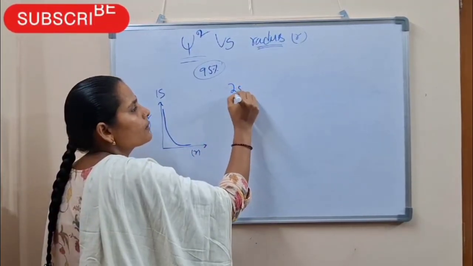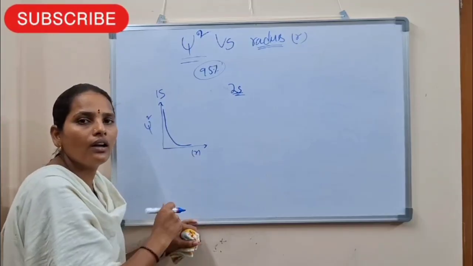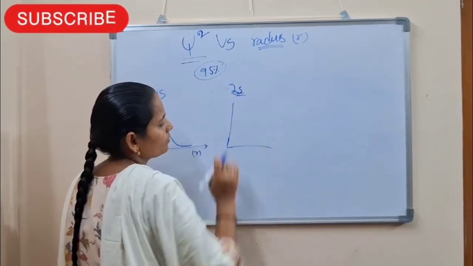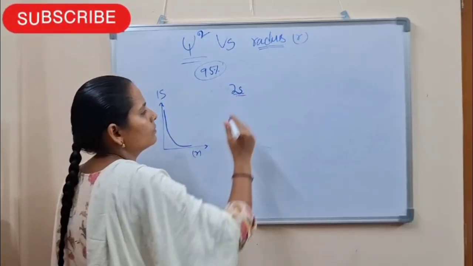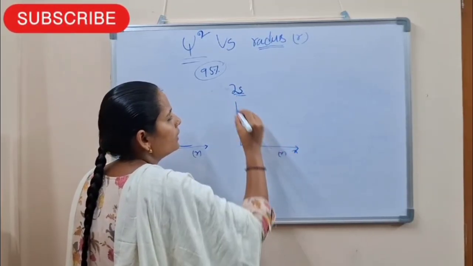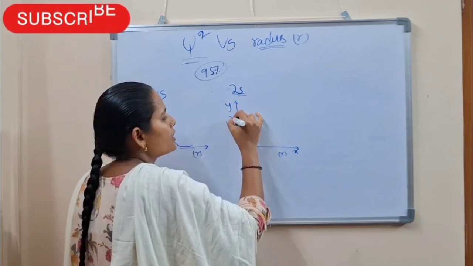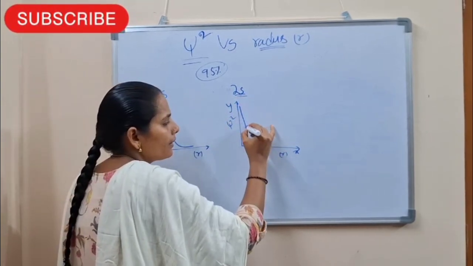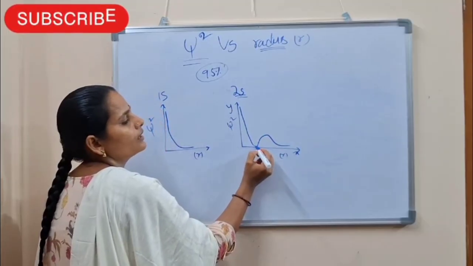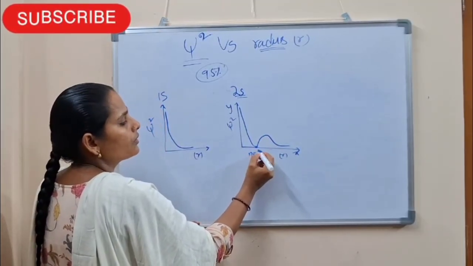For 2s, we are finding one radial node, so the graph will be like this. On the x-axis is r and on the y-axis psi square. This is the one node.